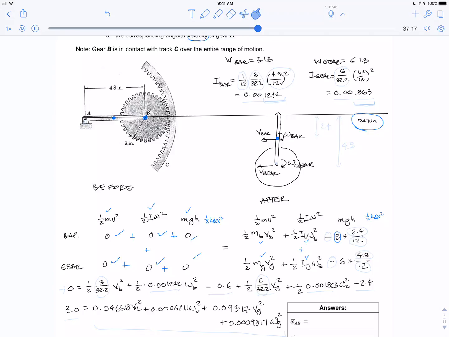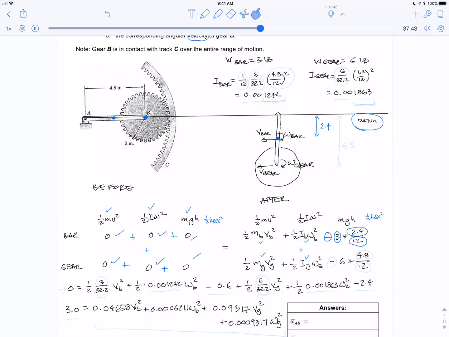So the center of gravity of the bar is in the middle there, and that distance, it went down. The bar is 4.8 inches long, so the center of gravity is at 2.4 inches. It's nice, notice at vertical, there's no cosines or anything. The center of gravity of the bar is down, so negative 2.4 inches, but I'm doing everything in feet, so I'm dividing by 12.